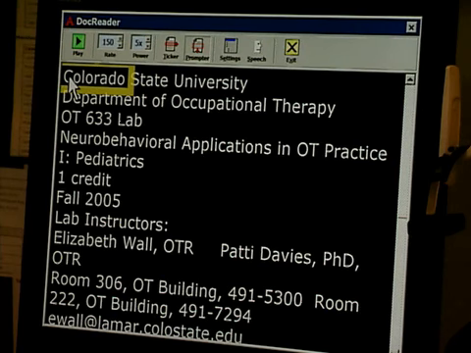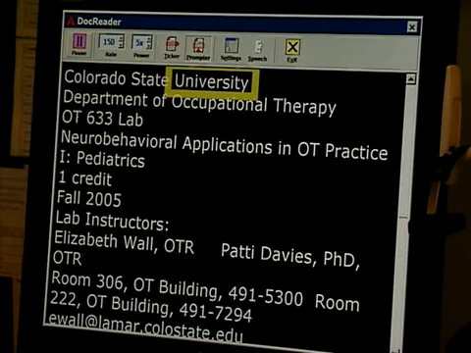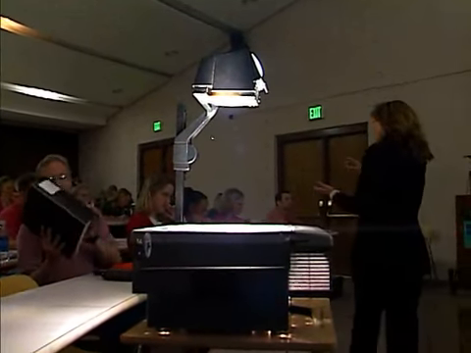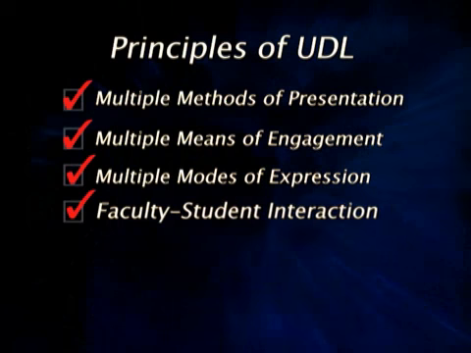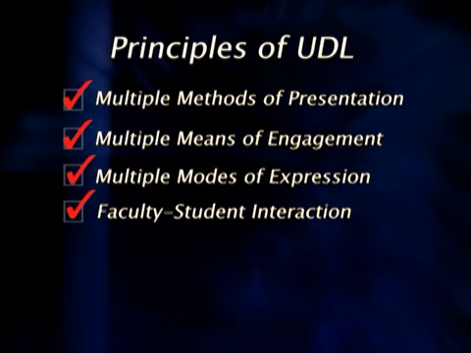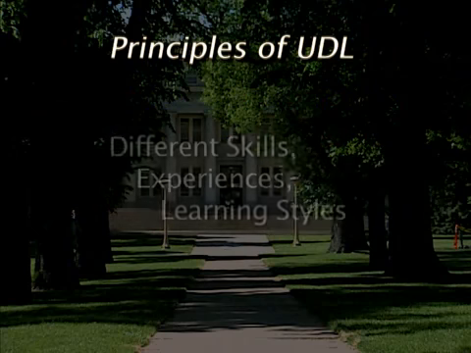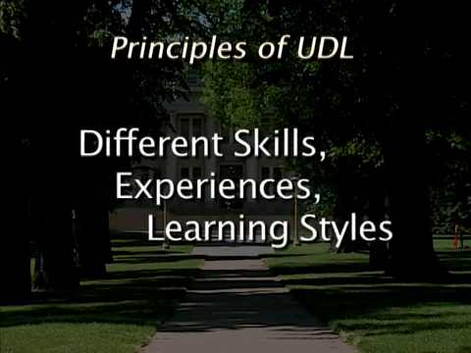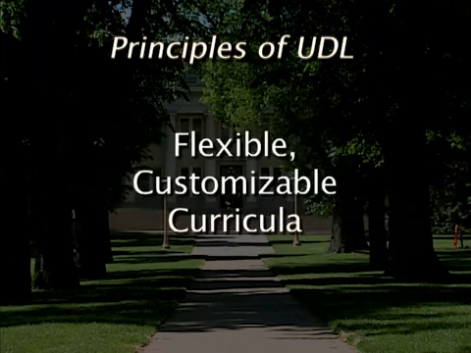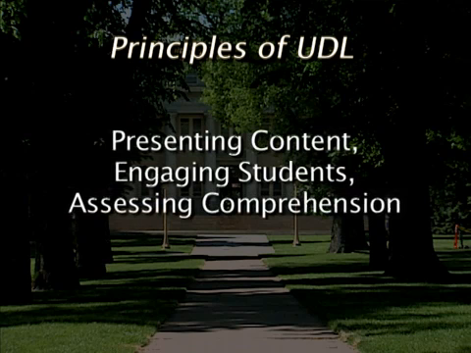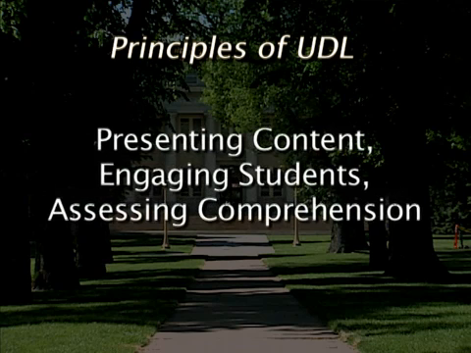By anticipating diversity in the classroom and designing instructional materials to be usable by everyone, Colorado State University instructors can actually help reduce the need for many individual accommodations. Universal Design for Learning helps us create more inclusive learning environments in which all students benefit. What all of these practices have in common is they reach and engage the maximum number of learners. They assume that students possess different skills, experiences, and learning styles. They emphasize flexible and customizable curricula, and they use multiple modes of presenting content, engaging students and assessing their comprehension.